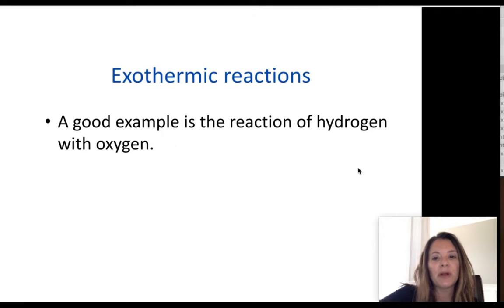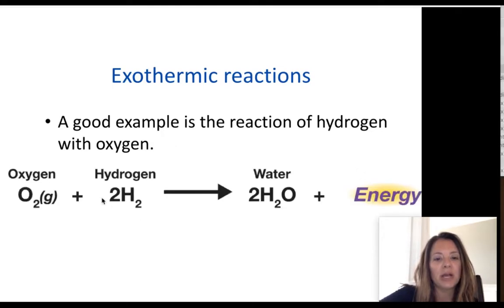Another good example of this reaction would be the combustion of hydrogen. So we've got hydrogen gas plus oxygen gas yielding water, and we notice that we get an output of energy. Obviously you're thinking, oh, water, liquid, but because this is a highly exothermic reaction, this would vaporize into a gas, and you would get a huge amount of energy released. So notice energy is on the right-hand side of the equation when it's exothermic.